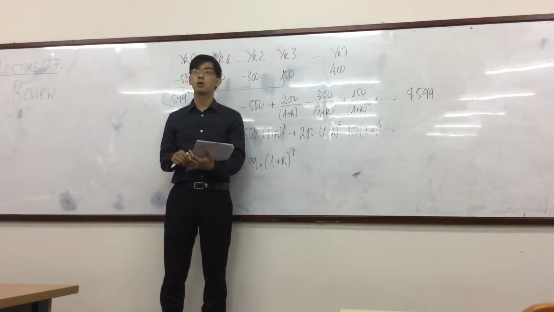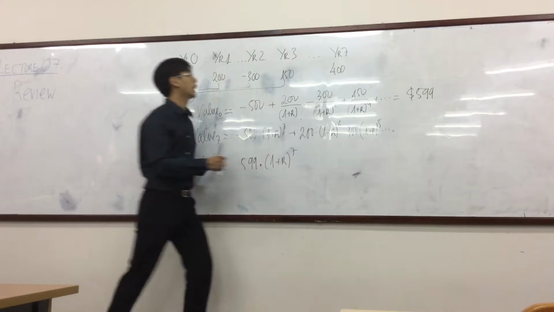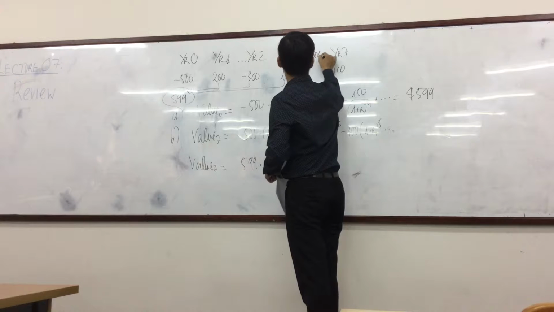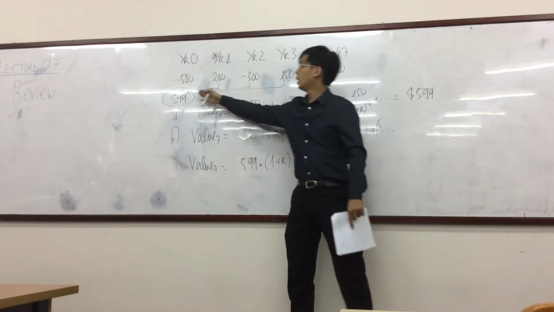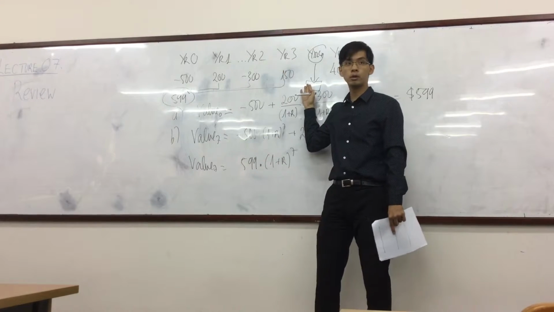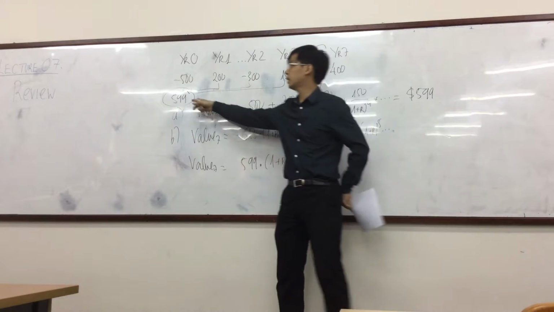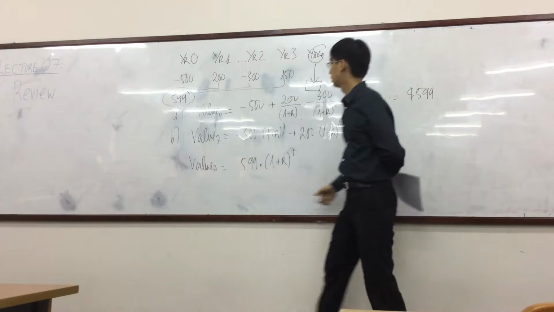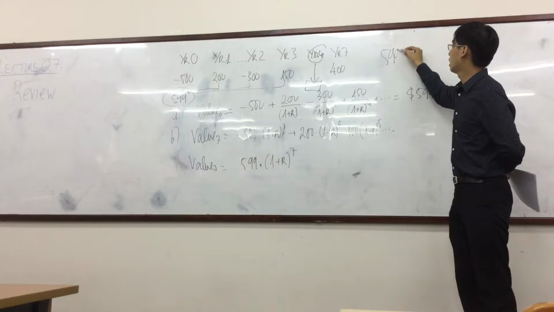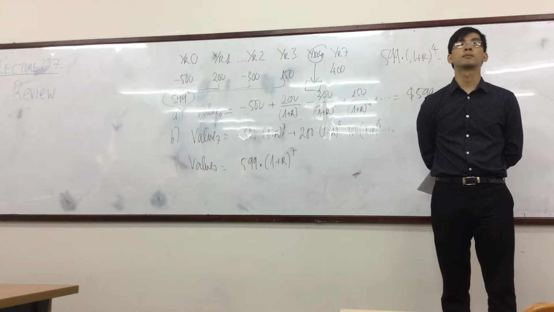For year number 4, you can do the same, in which you can discount to the value in year number 4. That is, here you're going to calculate forward, and this you're going to discount backward. Or you can take this value in year 0, 599, and you multiply by (1 + R)^4. Okay?